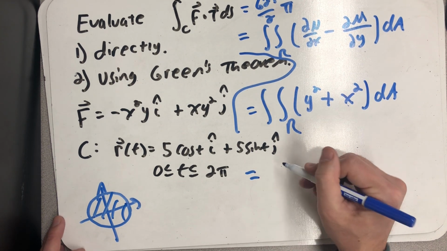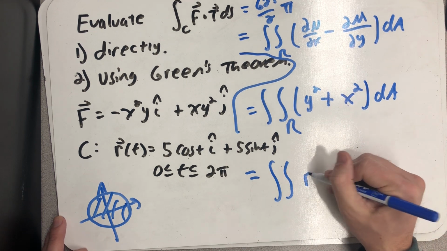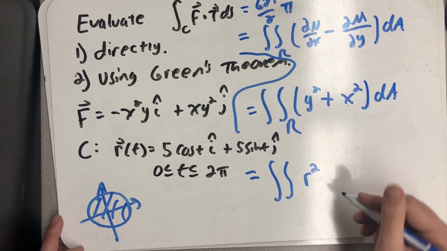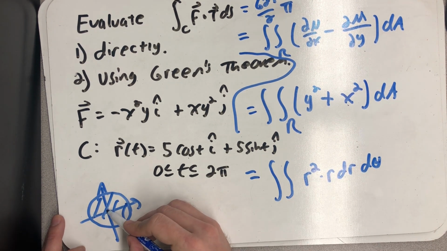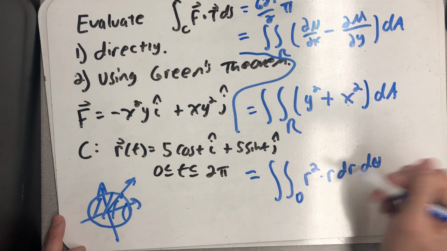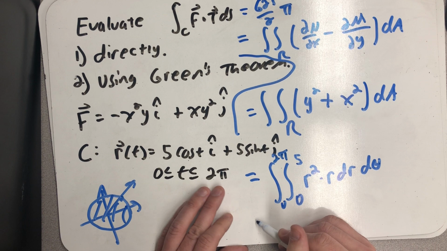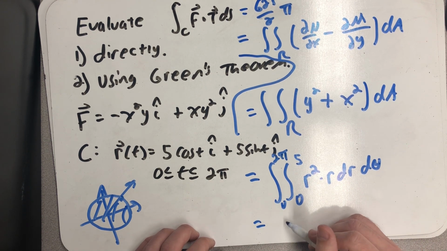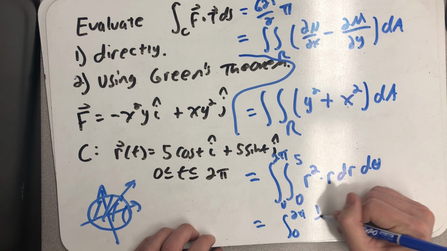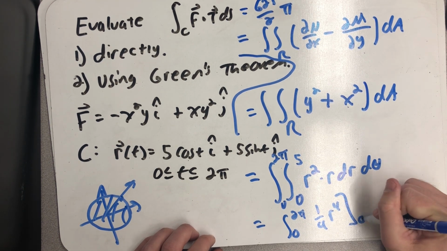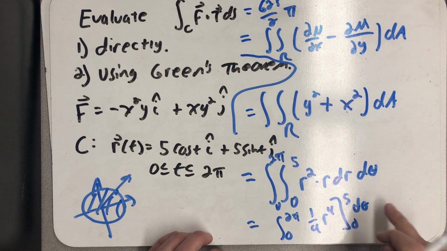And so now all of a sudden, instead of thinking about this as a dy dx, I want to think about this as a polar double integral, because in polar coordinates, my circle's really easy to deal with. I'm integrating r from 0 to 5 and theta from 0 to 2 pi. All right, so I have an r cubed in here to integrate. So that would be a 1/4 r to the 4th from 0 to 5. Still with a d theta there.